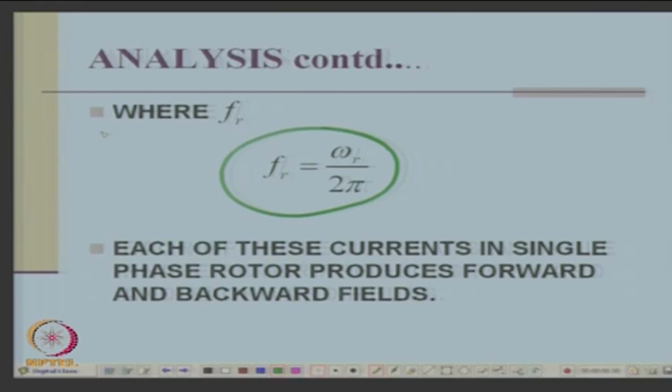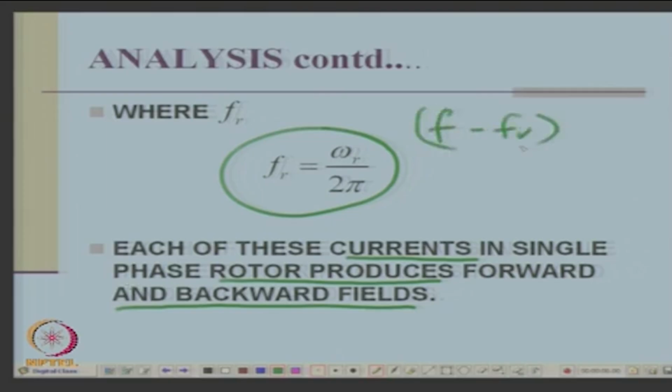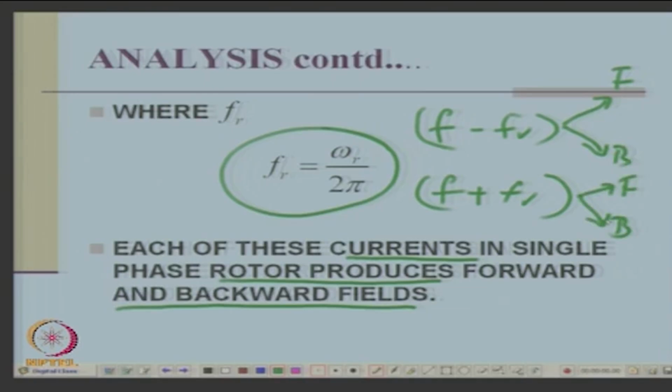Now, each of these currents in the rotor winding produces its own forward and backward fields, is it not? It is a single phase winding. Now, how many forward fields will be there, and how many backward fields? There is one current at f minus fr, another current at f plus fr. There are two currents in its own single phase winding, and each will produce one forward field and one backward field. So it becomes more, right, is it clear?